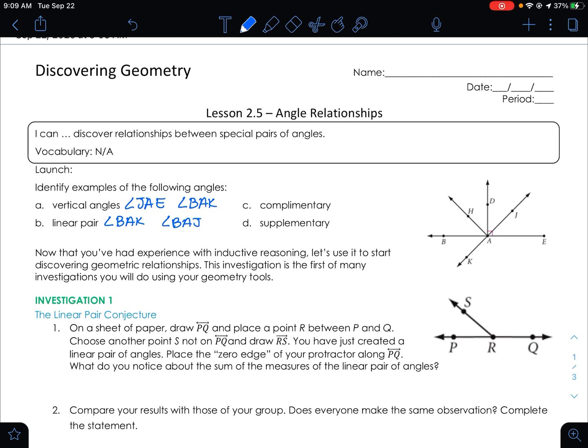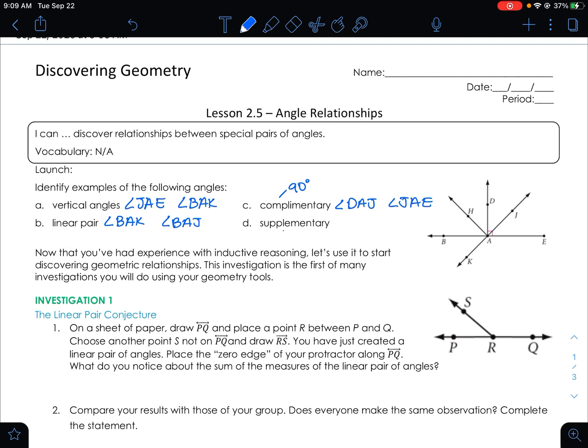Complementary angles, remember, are going to be angles that add up to 90 degrees. So to find two angles that add up to 90 degrees, we would notice that there is a red square in the corner of the angle DAE. So if we take DAJ and JAE, those would be two angles that add up to 90 degrees.